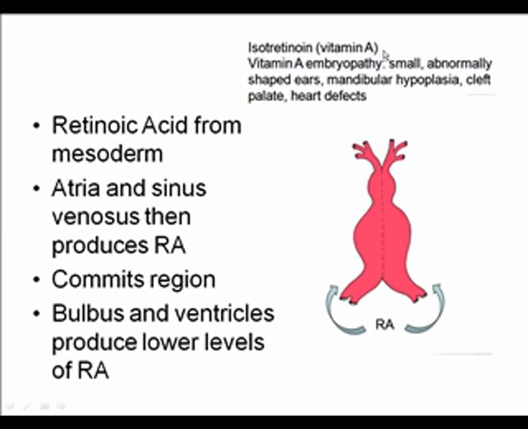When we think about retinoic acid or vitamin A, with excess vitamin A being taken, you can get congenital abnormalities, and infants can demonstrate small, abnormally shaped ears, lack of growth of the mandible, cleft palate or palatal defects, as well as congenital heart defects. So an excess of vitamin A can lead to some defects in heart development.